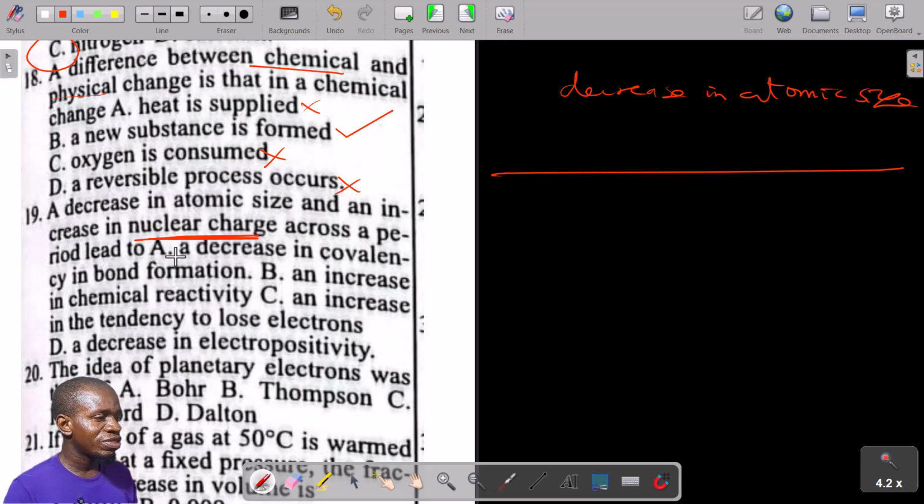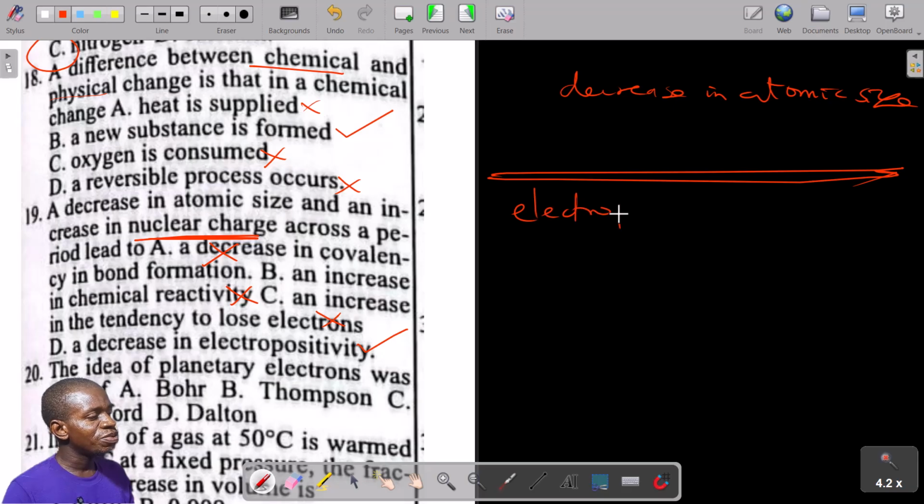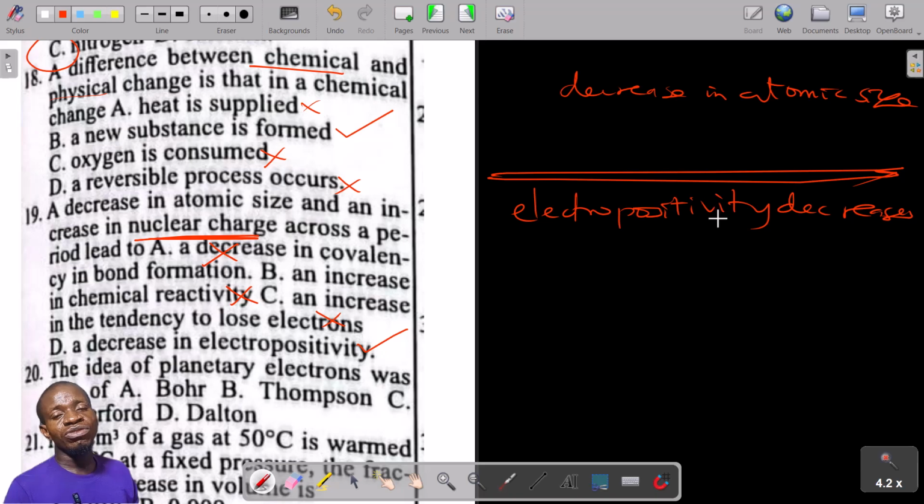So let's look at the options that we have here. A decrease in something like covalence, so option A is wrong. An increase in chemical reactivity, option B is also wrong. An increase in tendency to lose electron, option C is also wrong. A decrease in electropositivity, so which is the correct one? If you're going across the period, electropositivity decreases.